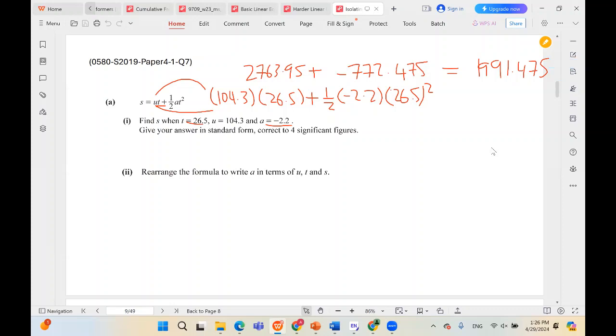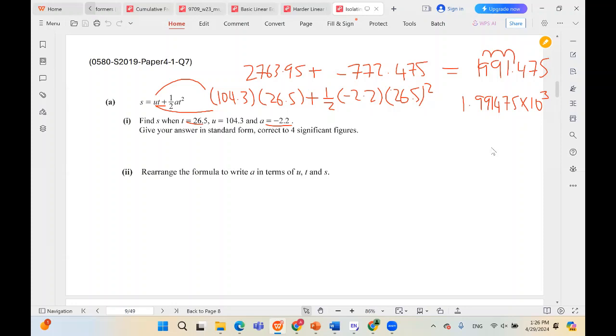They want the answer in standard form, correct to 4 significant figures. Standard form means we want a decimal after the first digit. So we want to move the decimal 1, 2, 3. So this becomes 1.991475 times 10 to the power of 3, because we moved 3 steps to the left. So this becomes times 10 to the power of positive 3.